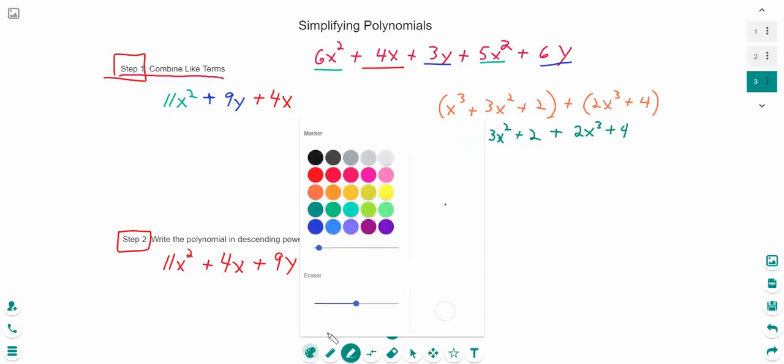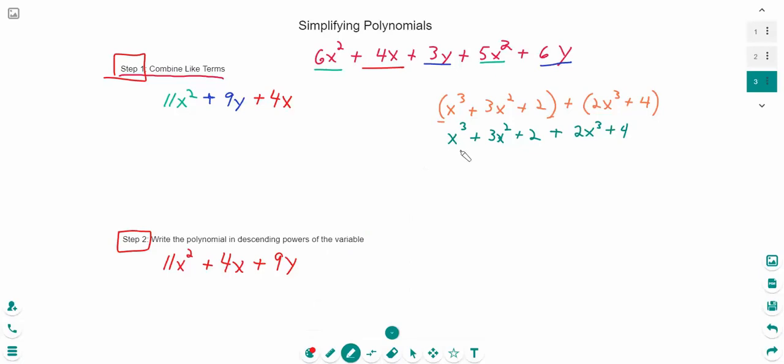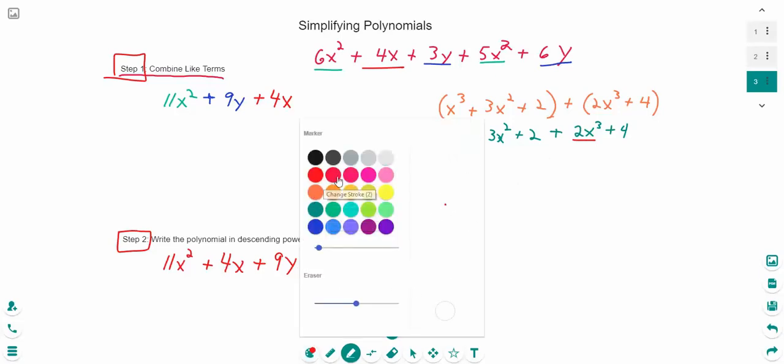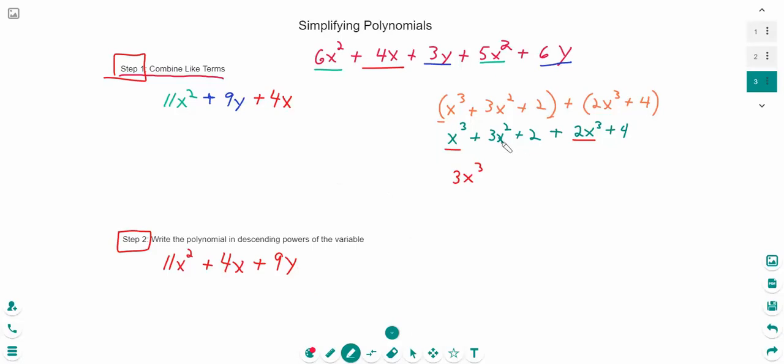We have what for like terms here? We have an x to the third, or x cubed, and we have an x cubed over here. So we can combine those and get 3x cubed. We have an x squared here, and there isn't any other x squared, so it's all by itself. So we'll just add the 3x squared. And then we have this plus 2 and a plus 4. We can combine those and get a plus 6. And there we go. We've now simplified to the extent that we've combined all the like terms.